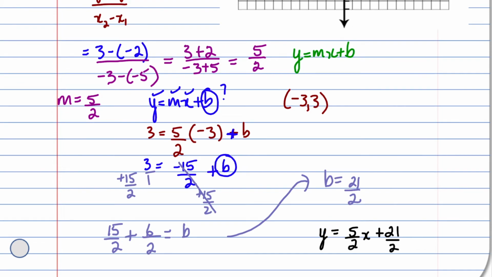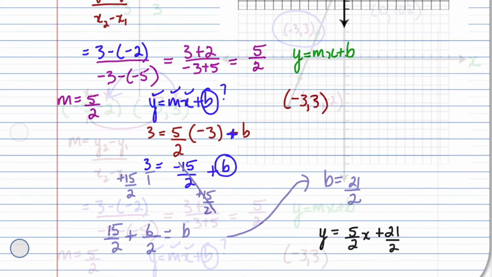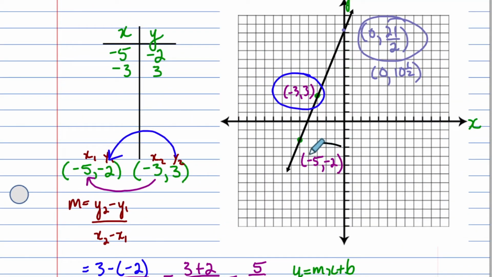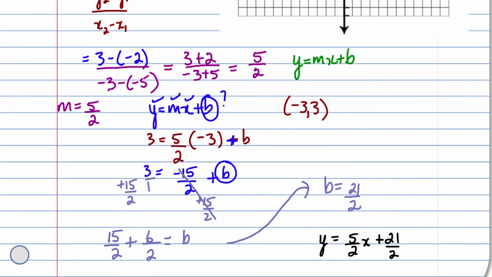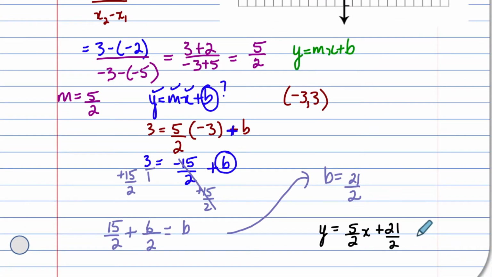And this goes on forever. We have infinitely many x and y values. Just as a check, this point (-5, -2) we said was on the line. We used it to find the slope. Let's see if that works out. If we plug that point into our equation, we should get the equation to be true. Negative 5, comma negative 2.